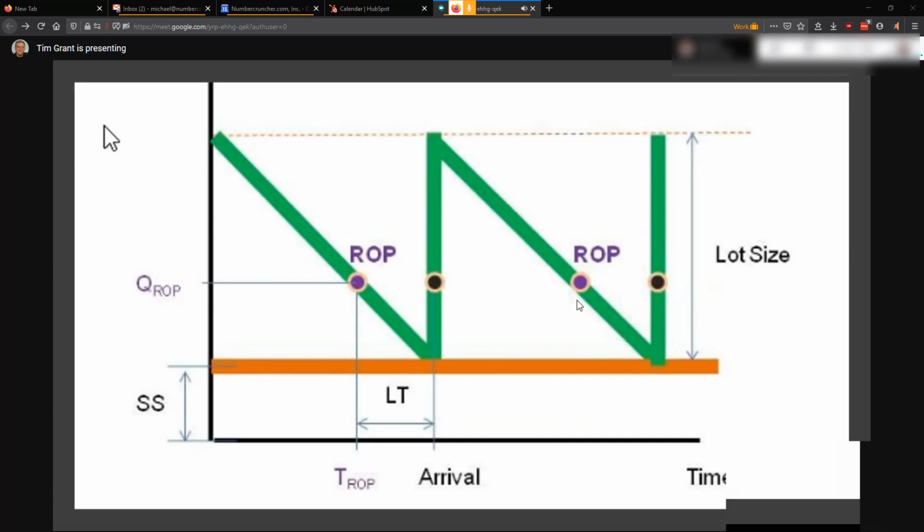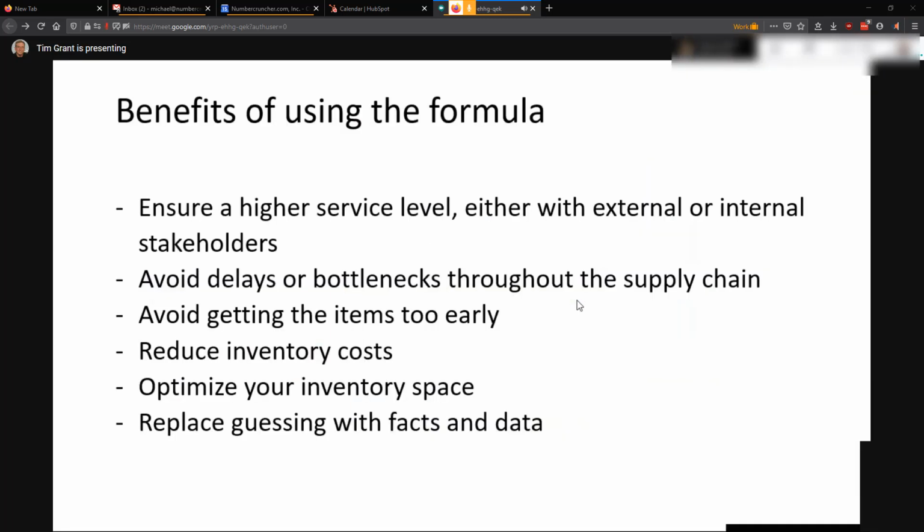The benefits of using this formula are to ensure higher safety levels, either with external or internal stakeholders, as I mentioned, avoiding delays or bottlenecks in the supply chain, avoid getting the items too early or too late, reducing inventory costs, optimizing your inventory space, and just simply replacing guessing with facts and data.